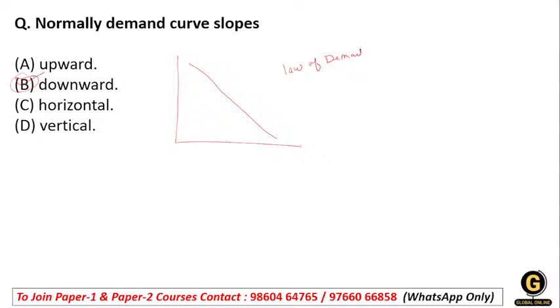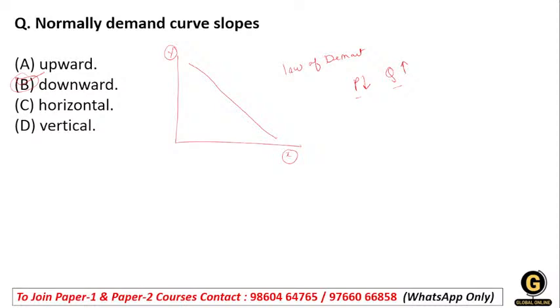The law of demand states that whenever the price of a good decreases, the quantity of that good increases, and vice versa. So here the two variables are going in the opposite direction. Suppose your y-axis and your x-axis are going in opposite directions; in that condition this will happen. That means whatever demand curve we have will be a downward slope.